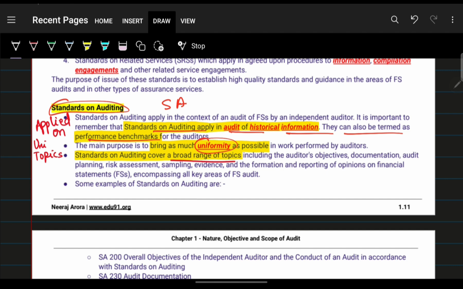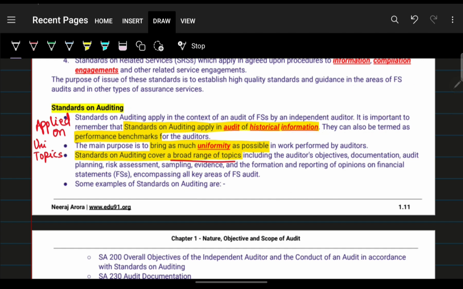So first, they apply to audit of historical information. They're also called performance benchmarks. Next, it brings uniformity, and it covers a broad range of topics. What does it include? Basically everything, relating to engagement, planning, materiality, documentation, so quite a lot of things.